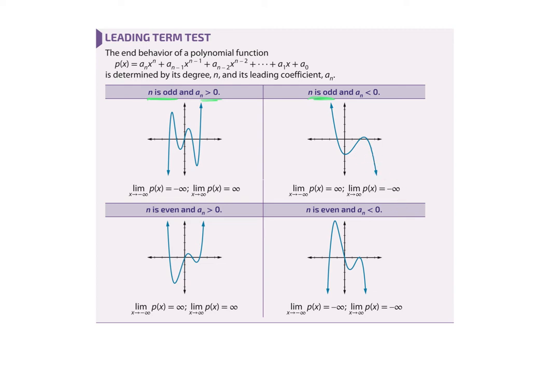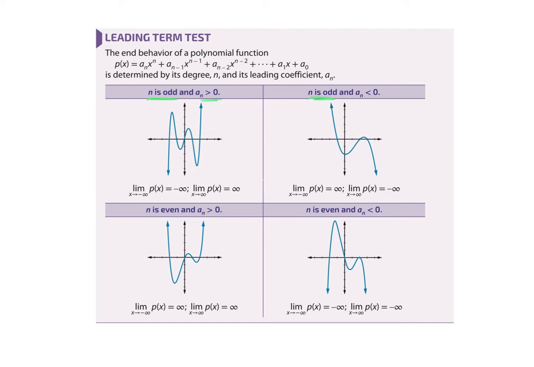So I look at it this way. If it is positive, it's going continually up. Pretty much it's going to start down and go up. If it's negative, it's going to go down from left to right, okay? It may make some loops in between, but eventually it's going to head down, okay?